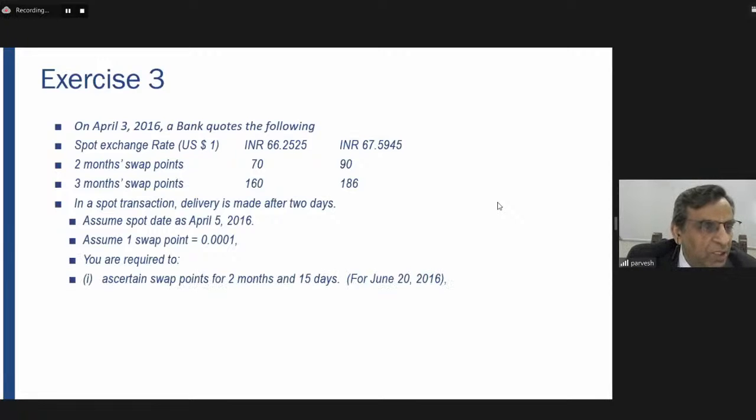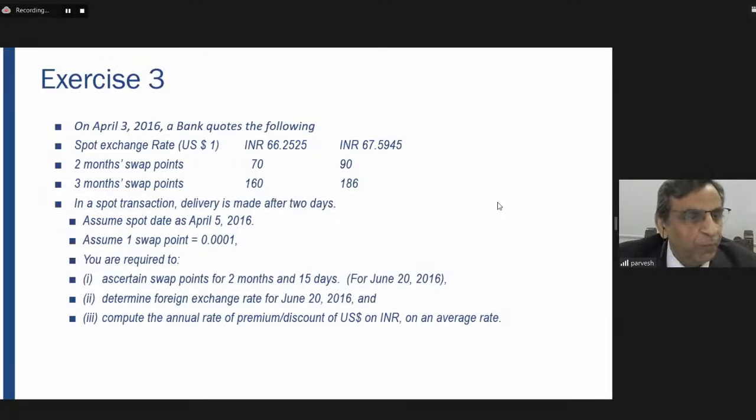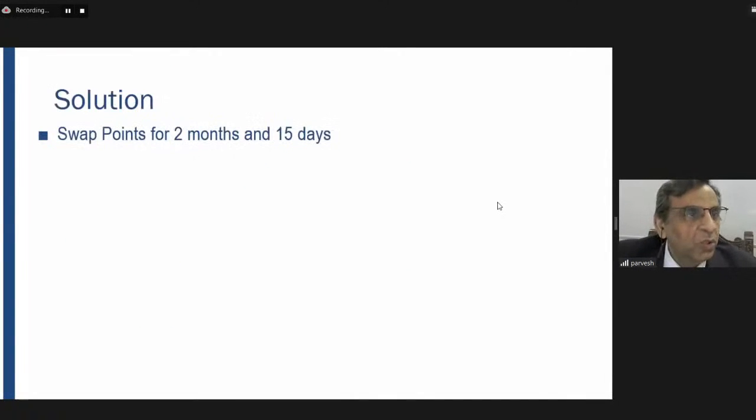You're required to ascertain the swap points for 2 months and 15 days. Remember that proportionate thing which I talked about. For 20th of June 2016, first I have to calculate the swap points for that particular date. Second, determine the foreign exchange rate for 20th June 2016. I'll have the spot rate and simply add them up. Third, compute the annual rate of premium or discount on US dollar on an average rate. Mind you, it is written on an average rate, so we'll understand that. So swap points for 2 months and 15 days is what we are supposed to calculate.